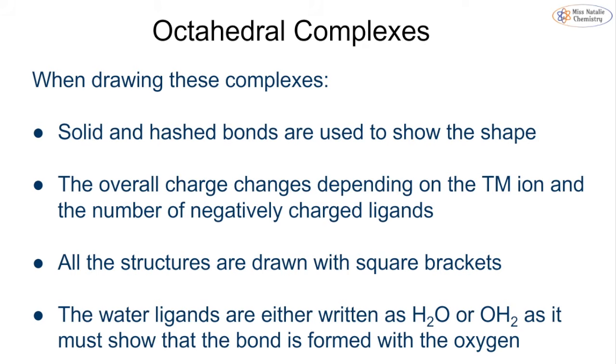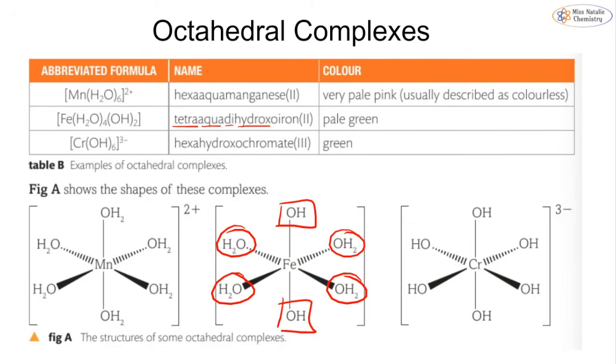the dative bond is formed with the oxygen, because it's the oxygen that donates the lone pair. So it has to be written as H2O if it's on the left-hand side, or OH2 if it's on the right. And we see that here in the centre, where our OH2 is written on the right-hand side because it's the oxygen that is donating the lone pair.